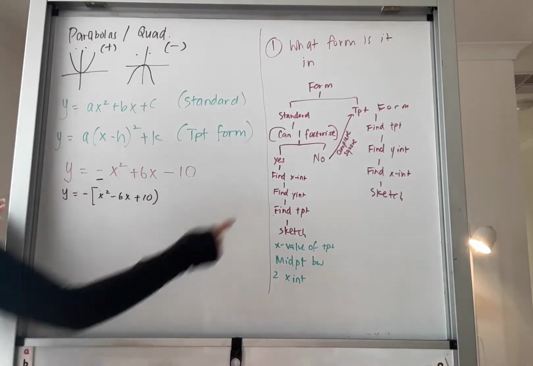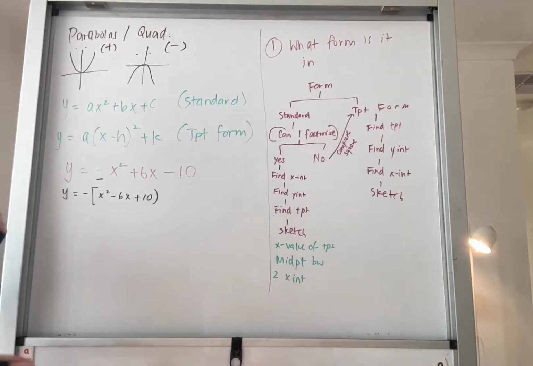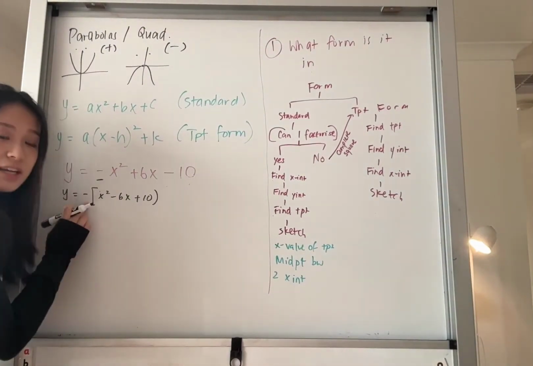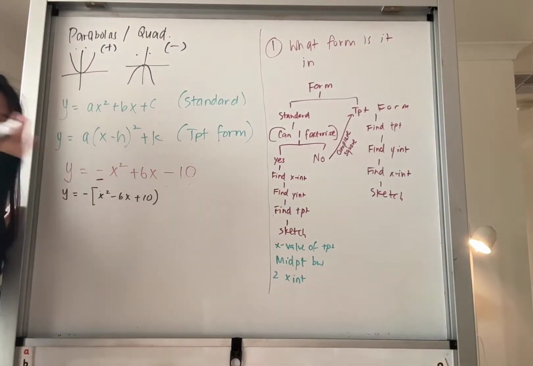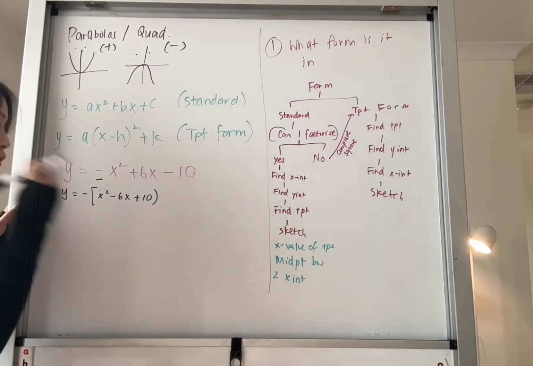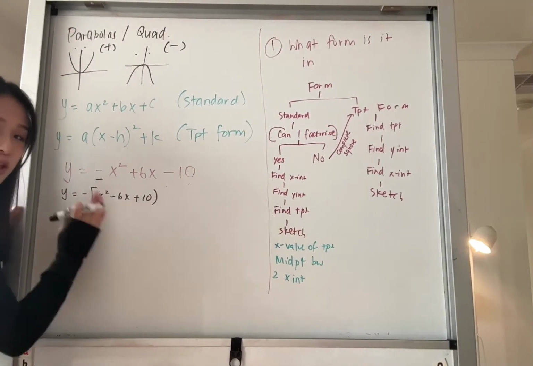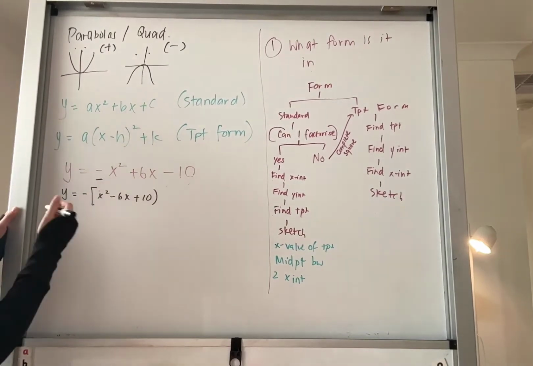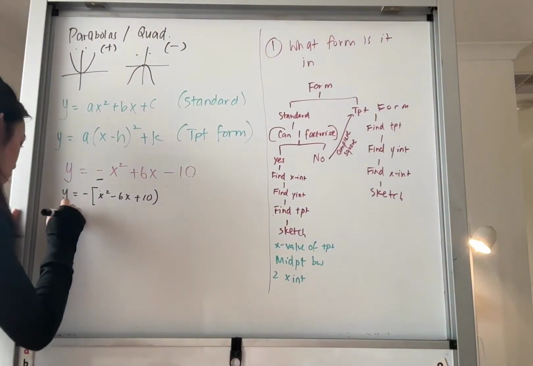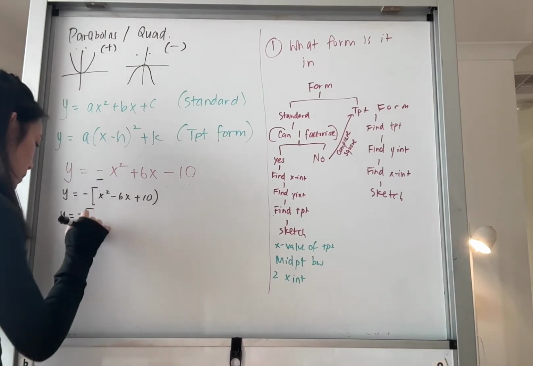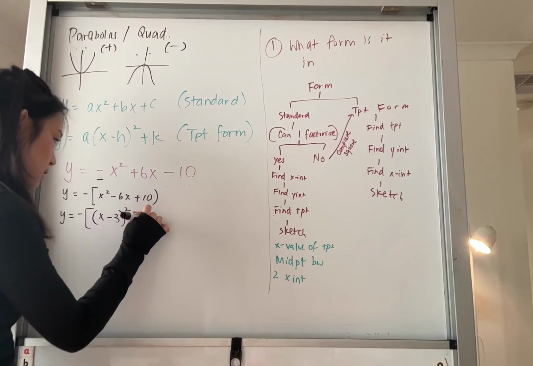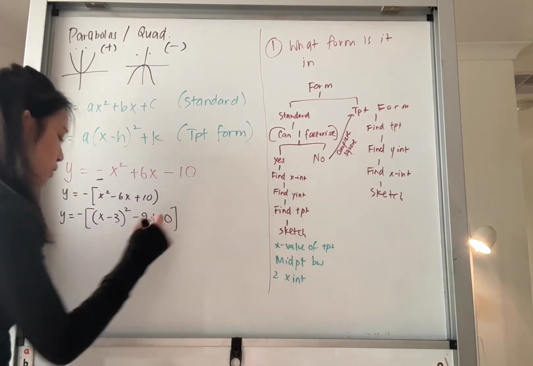So what do I have to do if I can't factorize? I need to complete the square to get it into turning point form. And it's perfect that we took out the negative, because every single time you try to complete the square, always make sure that the x is by itself. It's lonely. There's no number in front of it. There's no negative sign in front of it. So what you should be able to do is complete the square, follow my steps. X minus 3 squared minus 9 plus 10. And this is all inside the bracket.